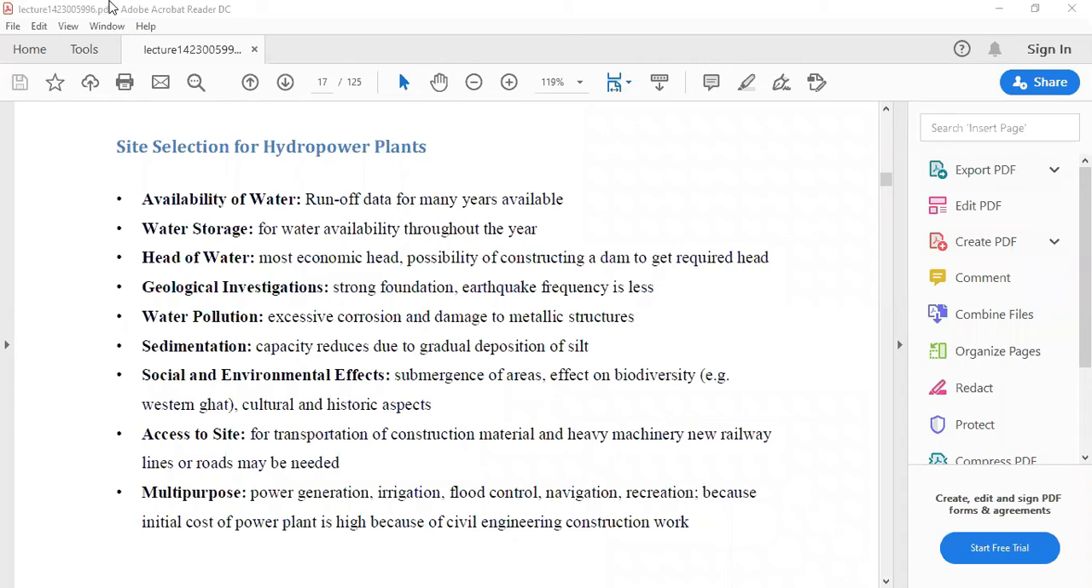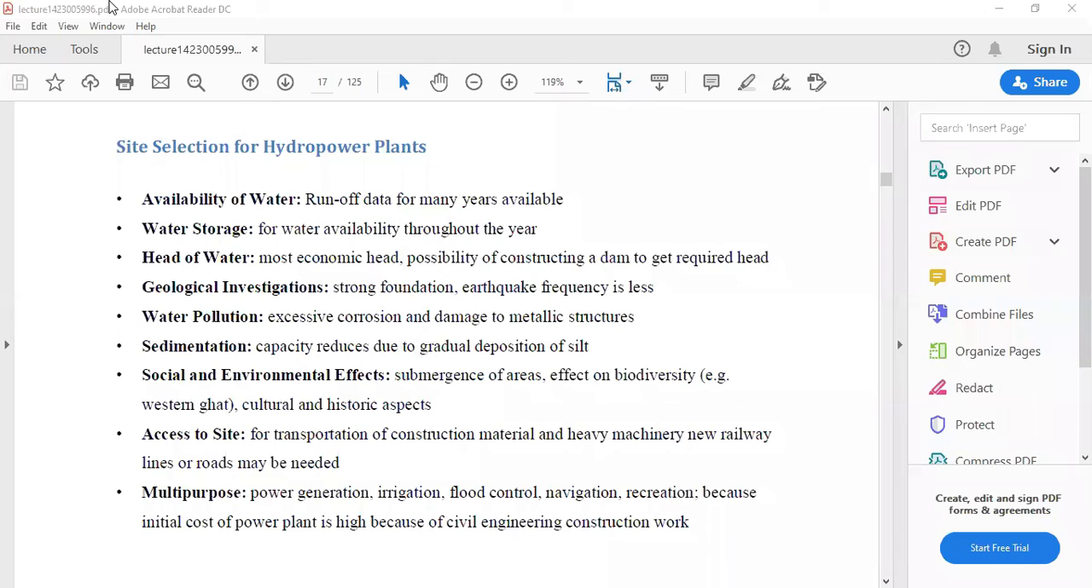So for water availability throughout the year, we need to store the water. As I said, with the help of a dam, we are collecting water in the reservoir. The longer and bigger the reservoir we have, the larger the amount of water we can store. And if you have a large amount of water in the reservoir, there will be no scarcity of water for electricity generation. Then head of the water, the next criterion.